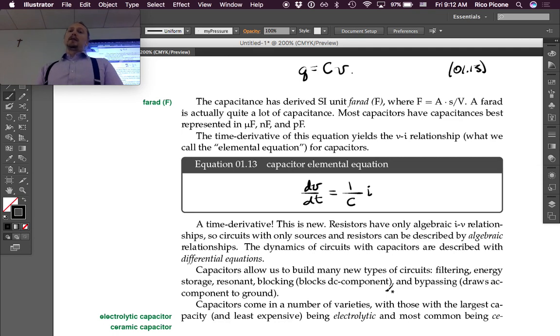Resistors have only algebraic IV relationships, so circuits with only sources and resistors can be described by algebraic relationships. The dynamics of circuits with capacitors are described with differential equations of derivatives. And this is probably familiar to everyone who's been doing the homework to an extent.